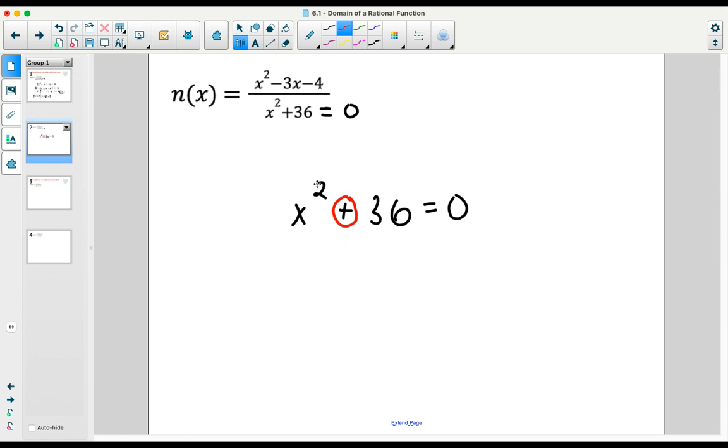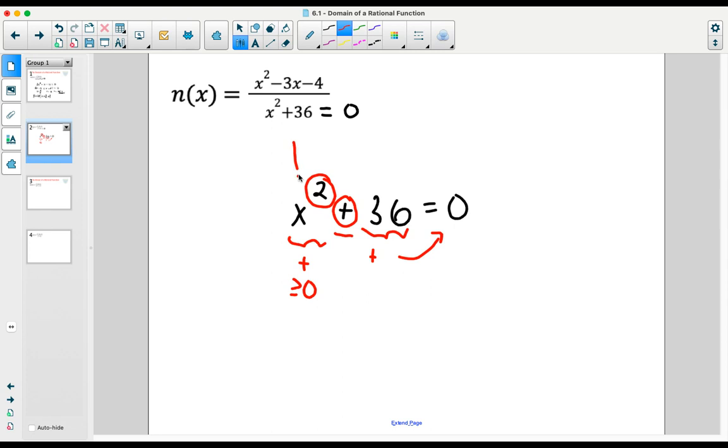One of the key reasons that we don't is we notice that there's this square right here and this plus sign. Because x squared is always going to be a positive value, or at least 0, we can say it's going to be greater than or equal to 0, and plus 36 is always going to contribute a positive value, there's no way for this binomial to have a value of 0.